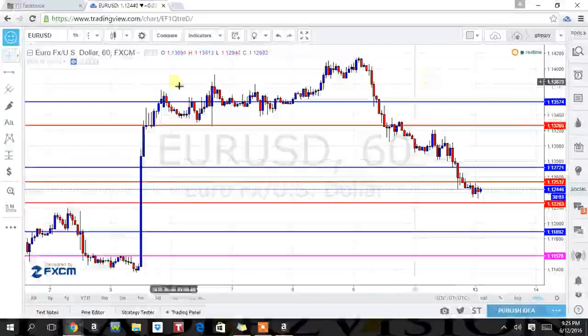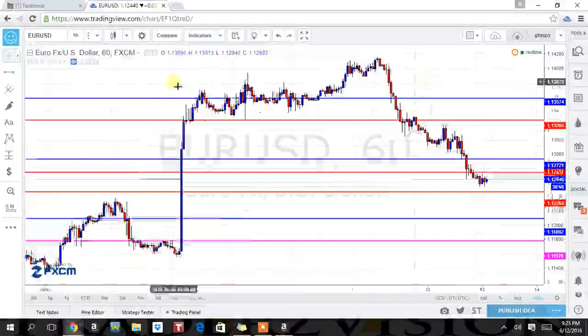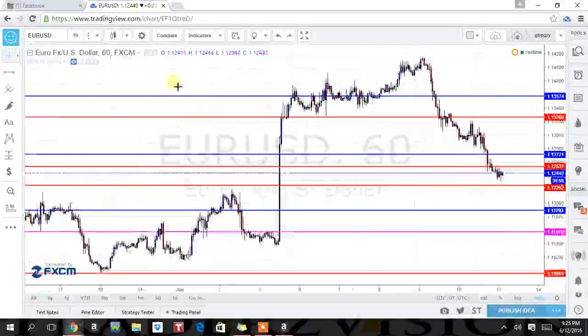Let's see. So I'm done marking my charts up on support resistance for this pair. Are there any pairs that anybody wants me to look at to mark up for y'all?